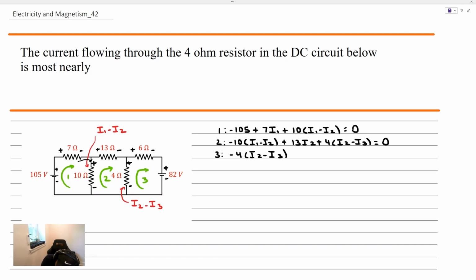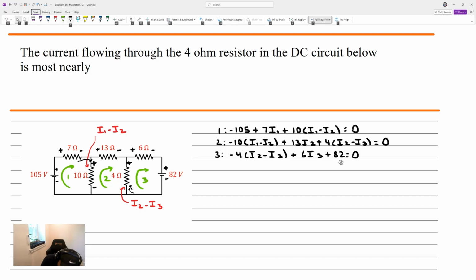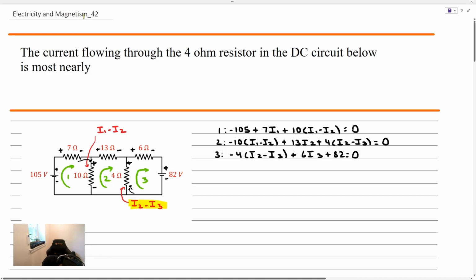Negative is coming from encountering this minus sign first. And the magnitude of current in that branch is the difference between I2 and I3. Plus 6 times I3 plus 82. That's going to be equal to 0. So we have 3 equations here. We're going to clean this up, and what our real goal is, is to solve for this difference, I2 minus I3. So that's what we're going to be looking for here.